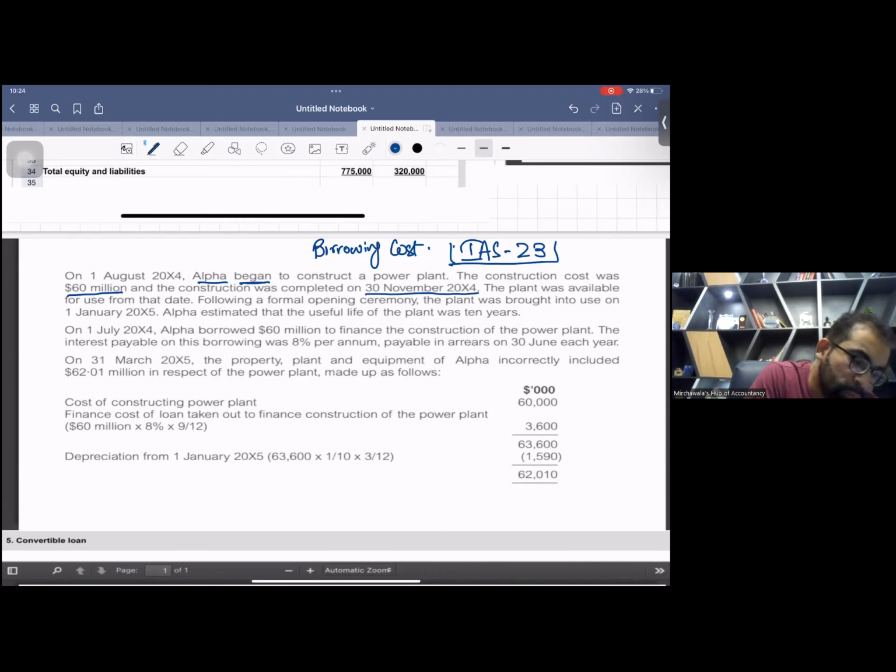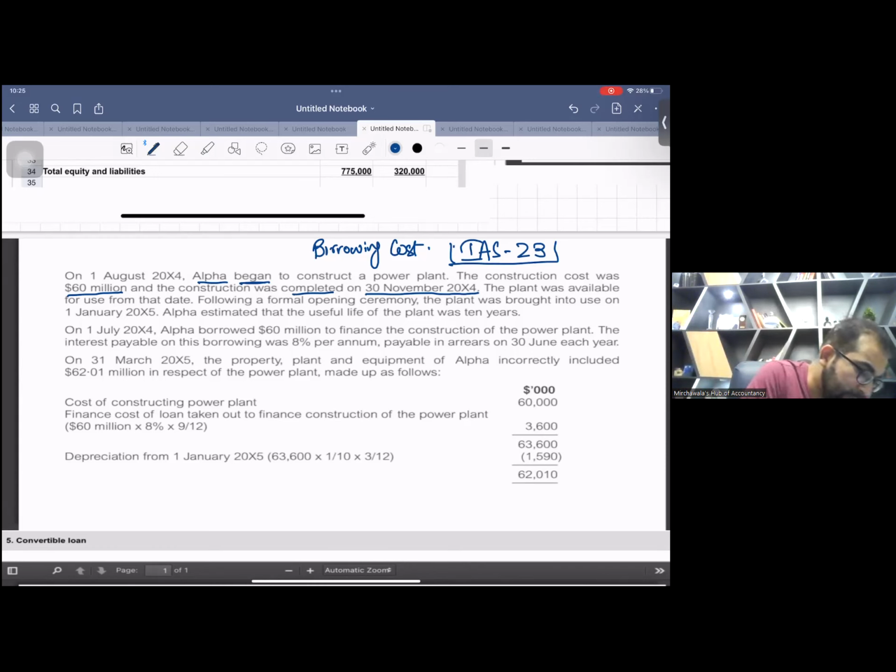See, this date is also important, the starting date and ending date. The starting date is August, the ending date is November. Count the months: August, September, October, and November, 4 months. Only 4 months capitalization is allowed.